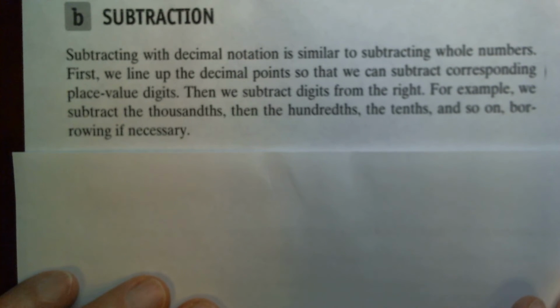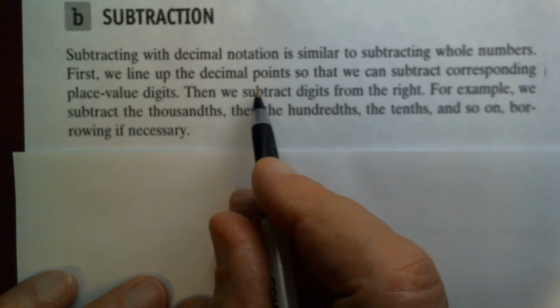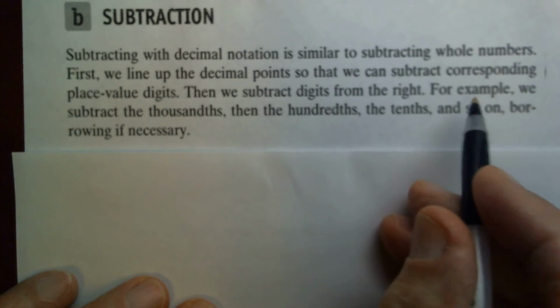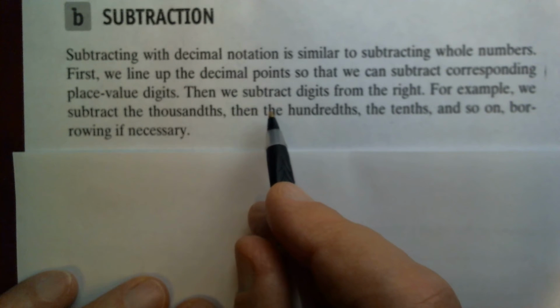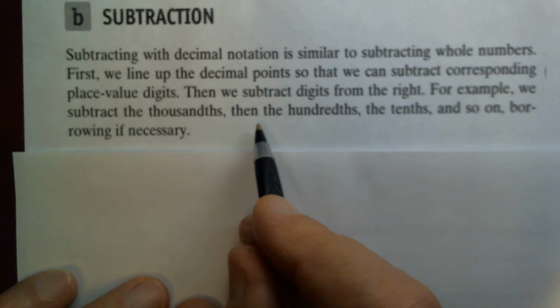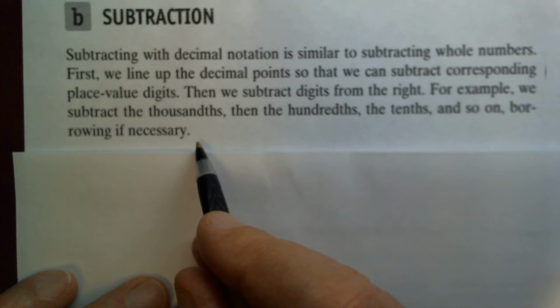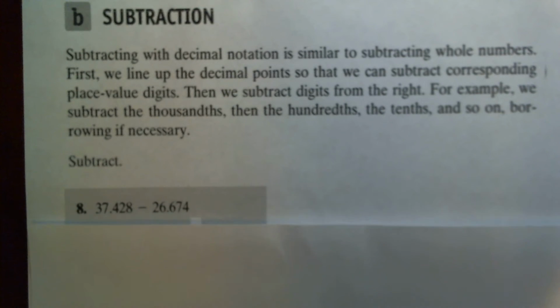And when it comes to subtraction with decimals, the notation is similar to subtracting whole numbers. First we line up the decimal points, so we can subtract corresponding place value digits. Then we subtract digits from the right. For example, we subtract the thousands and the hundreds and the tens and so on, borrowing if necessary. So it's all going to look very familiar to you.